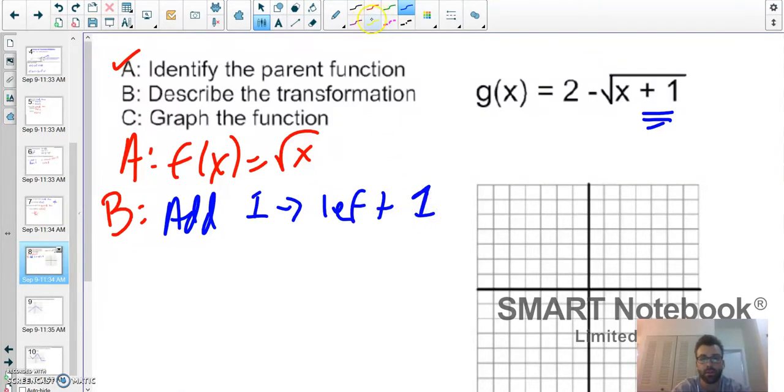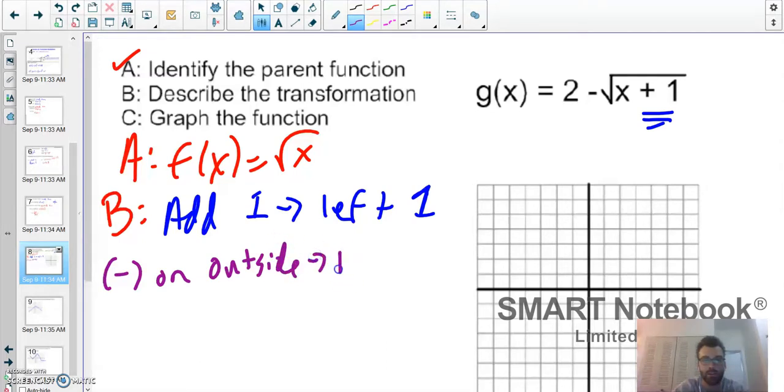Okay? Next thing I'm doing, I'm taking the square root. So then I'm applying my parent function, the square root, and then I have this negative. Okay, so I have a negative on the outside. Well, what does it mean when it's on the outside? That means we reflect over the x-axis. That negative means I reflect over my x-axis.